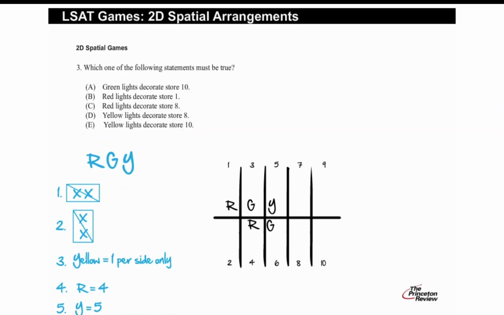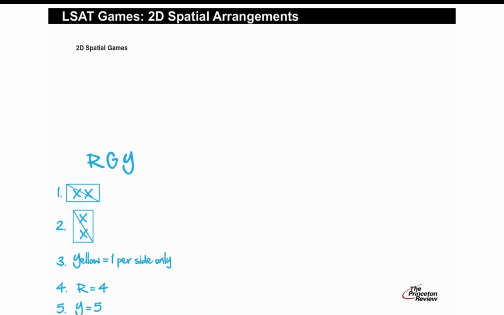On to question 3, the second general question. It asks, which of the following statements must be true? Since you have a lot of deductions, the first step is to see if any of them show up in the answer choices. And there it is, in choice B. You already deduced that red lights always decorate store 1. Circle B, and you're done with the question.